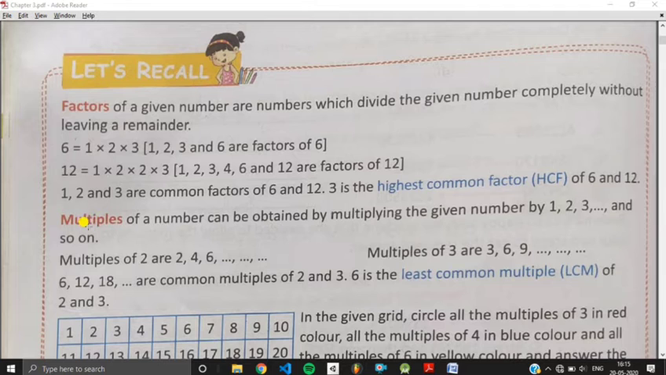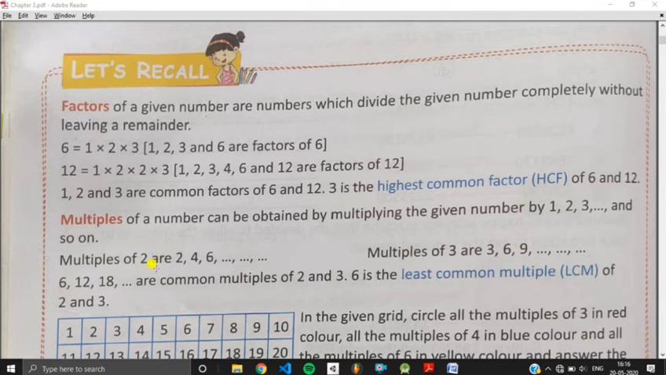Let us move to the next topic, multiples. Multiples of a number can be obtained by multiplying the given number by 1, 2, 3 and so on. When you say the table, you have already seen that whenever you multiply any number by 1, 5, 3 or 2, you get some answer after multiplication. That answer is considered a multiple. So let us see some examples.